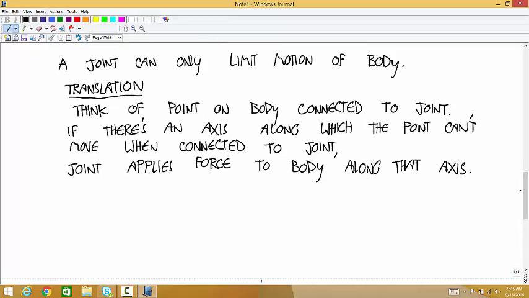Any questions about that with the translation? So we're looking for axes along which the body cannot move at the point where it's connected. We're looking for axes where motion is limited. Yep. So in the case of the pin joint, it would be perpendicular to the slot? Yes, that's right. Is it always perpendicular to the point? It's always, well, in this kind of joint, it's always, every kind of joint will be different.